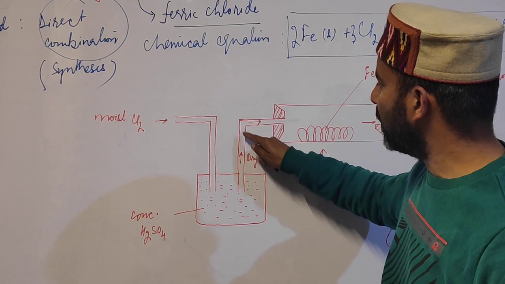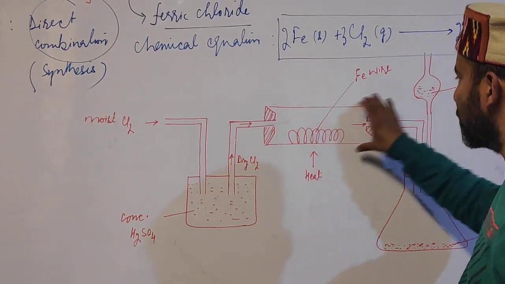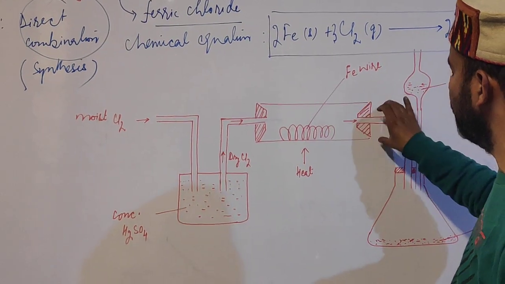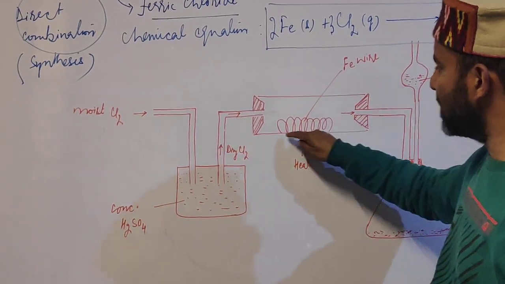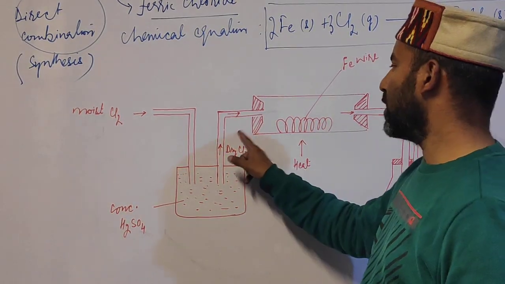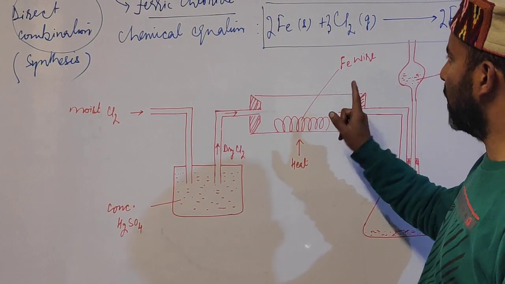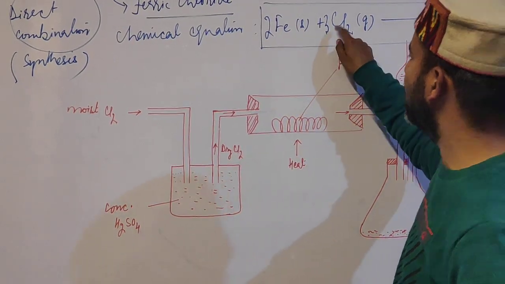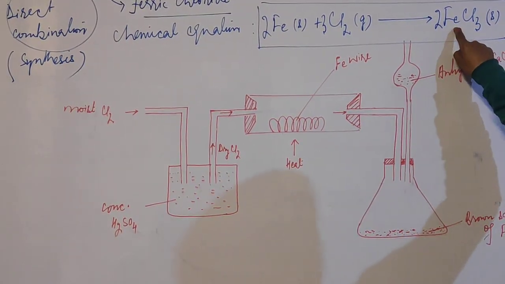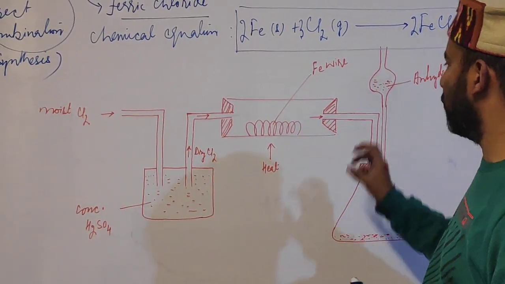Now this dry chlorine is introduced into a what? Combustion tube. So this is a combustion tube which is preheated and has iron wire. So when dry chlorine is passed over this heated iron wire, iron and dry chlorine react to give ferric chloride. But at high temperature we get vapors of ferric chloride.